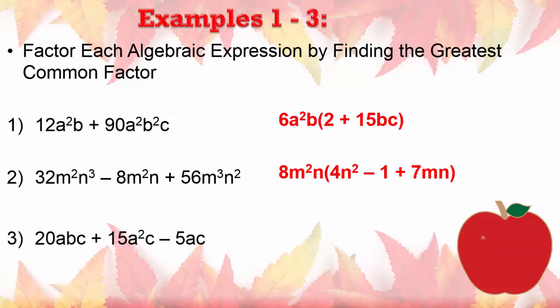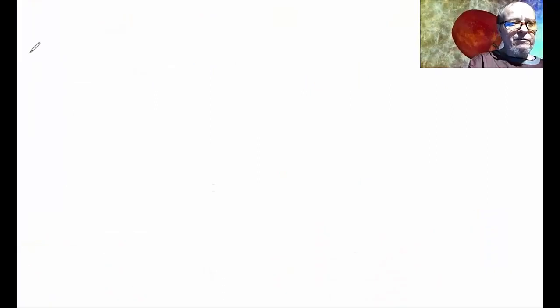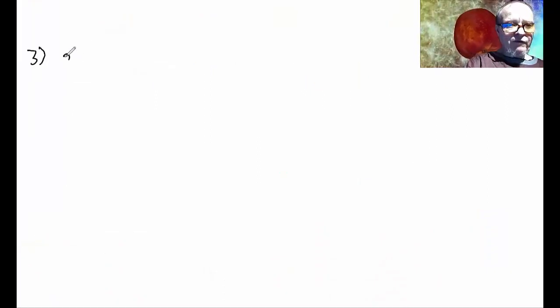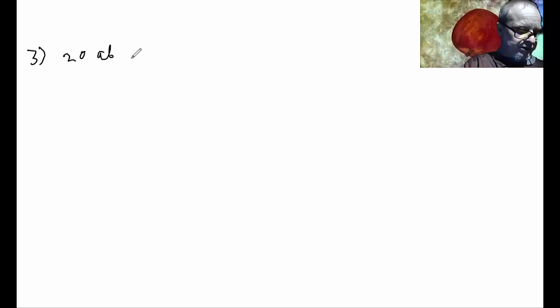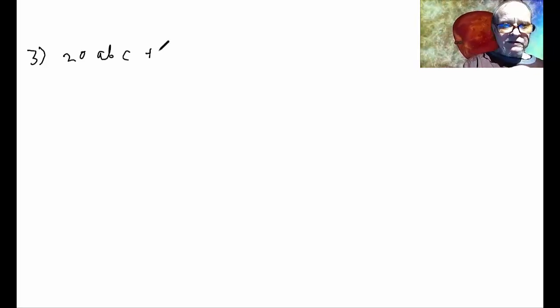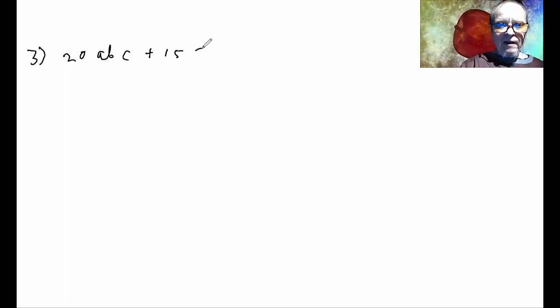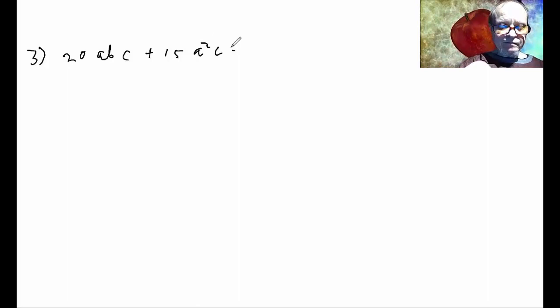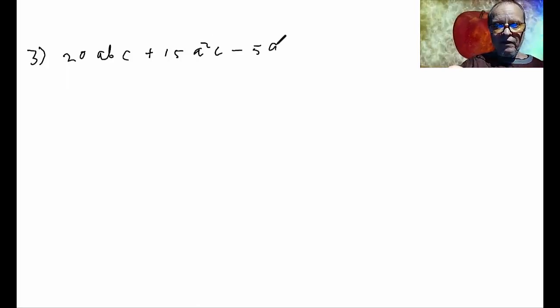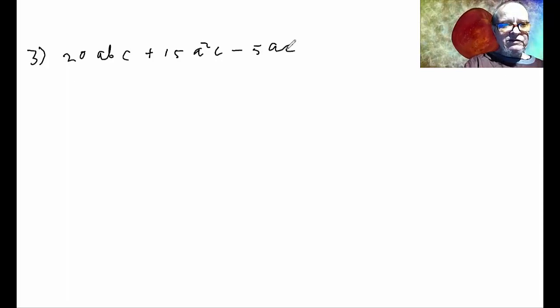In example number 3, we're asked to factor this particular trinomial again by finding the greatest common factor, just like we did in example 2. So let us go over to the whiteboard and work this out in detail. In example number 3, we have 20abc plus 15a squared c minus 5ac. And we do the same thing as we did in the other two examples.